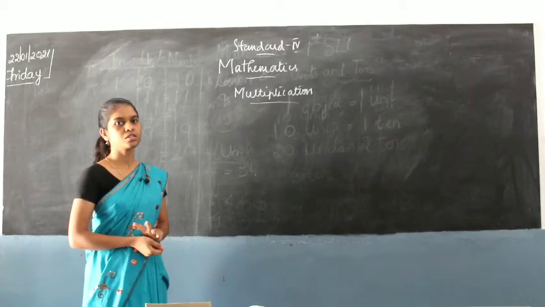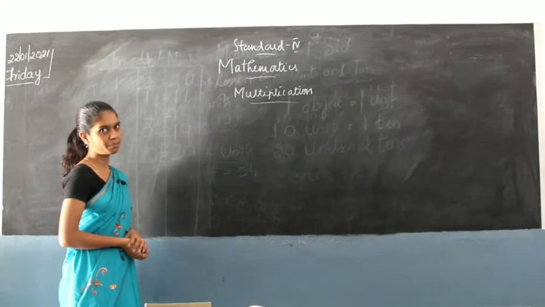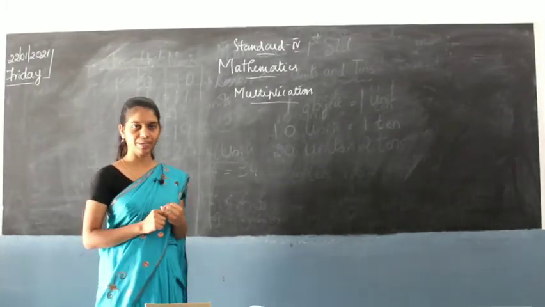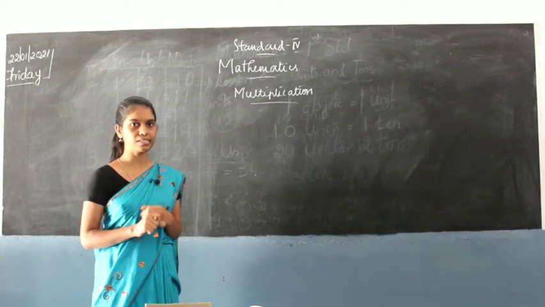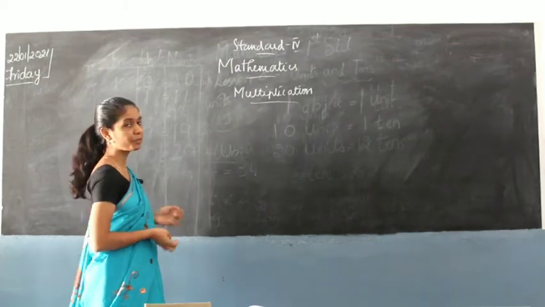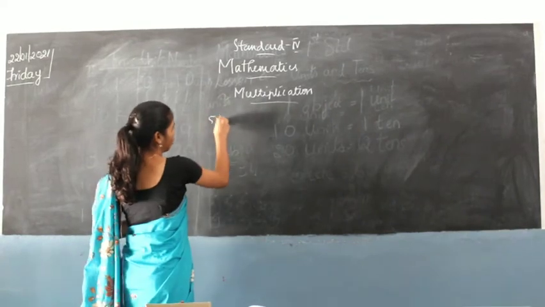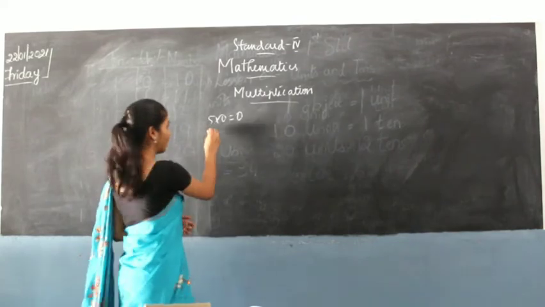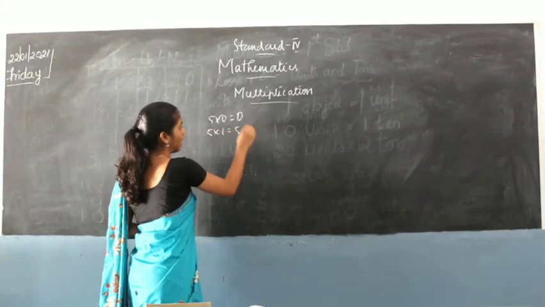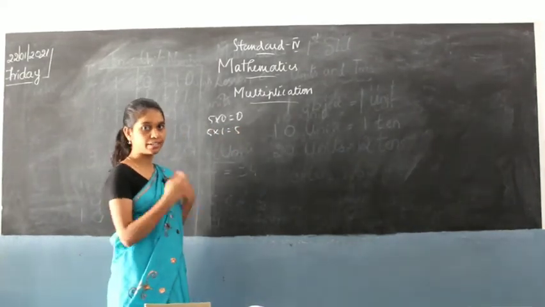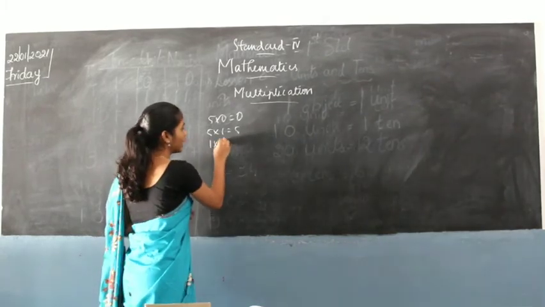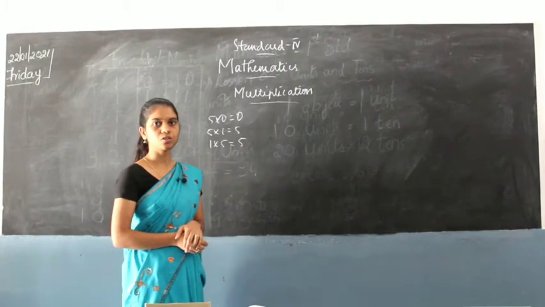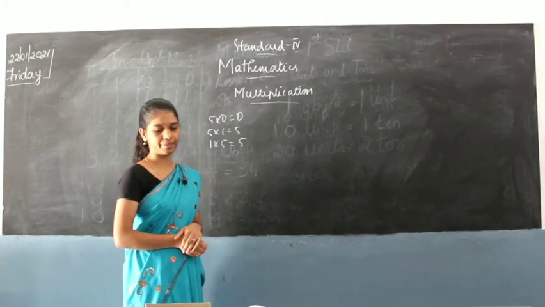Good morning children. So today we are going to see multiplication. As I taught you in the last class, there are three properties for multiplication. First property is any number multiplied with 0 will be 0, and any number multiplied with 1 will be the same number, and multiplication is interconvertible, which means 1 into 5 and 5 into 1 will give you the same answers.